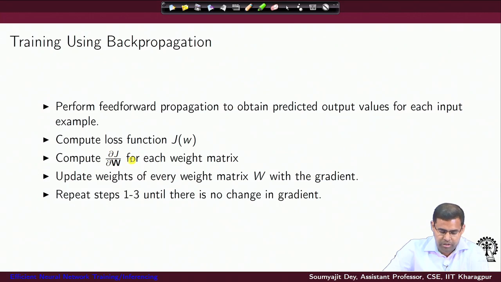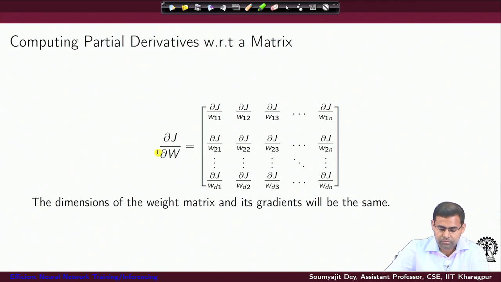Once you have computed this, for each of the weight matrices, you have to do the re-estimate, right. So, that is the phase of updating the weights for every weight matrix with the gradients. Once that is done, for these modified values, you again do the entire thing, that means computing the loss function and all that. So, let us see what the underlying matrix operations are that are going on.